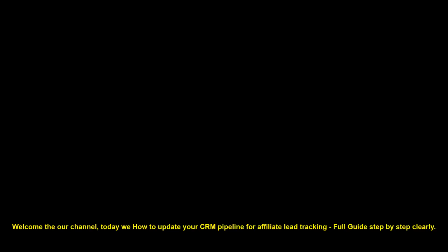To update your CRM pipeline for affiliate lead tracking, start by logging into your CRM platform. Navigate to the pipeline settings within your dashboard. Identify the relevant pipeline you wish to update for affiliate leads. Review your current lead stages to see if they align with your affiliate tracking needs.